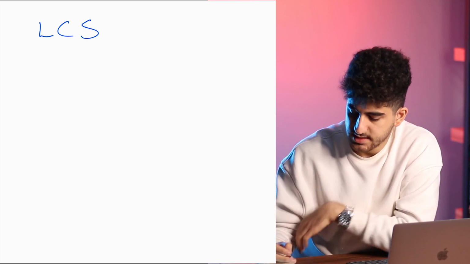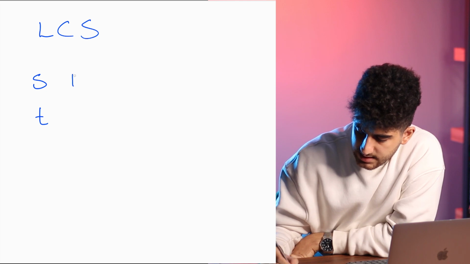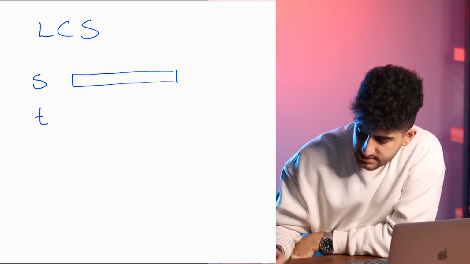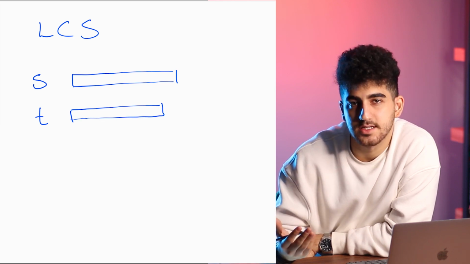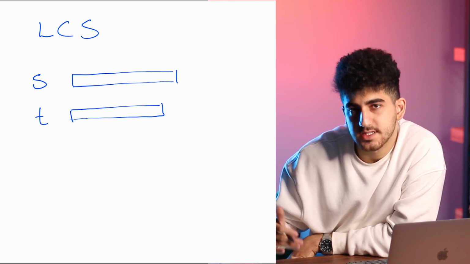LCS says that assume that you have two strings S and T. We have two texts or strings and we want to find the longest possible string that is a subsequence of both the first string and the second string. First, take a look at what a subsequence is.